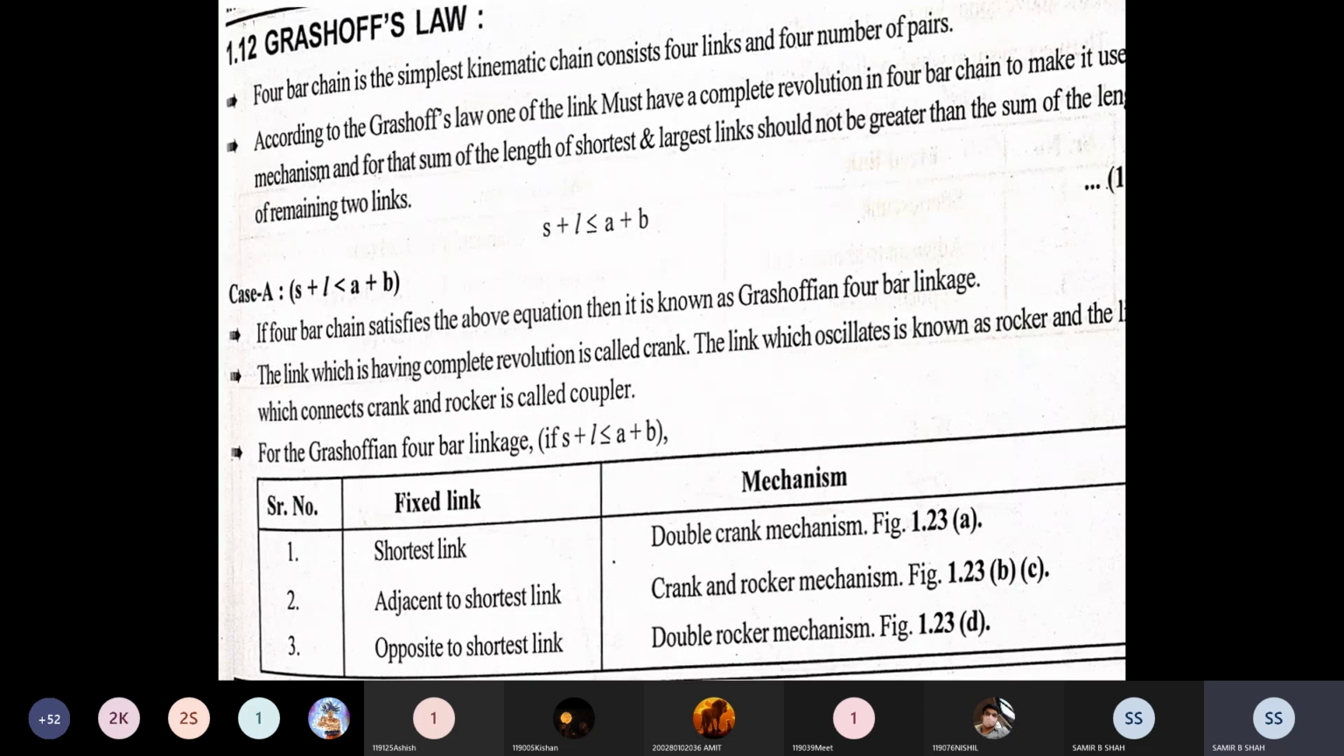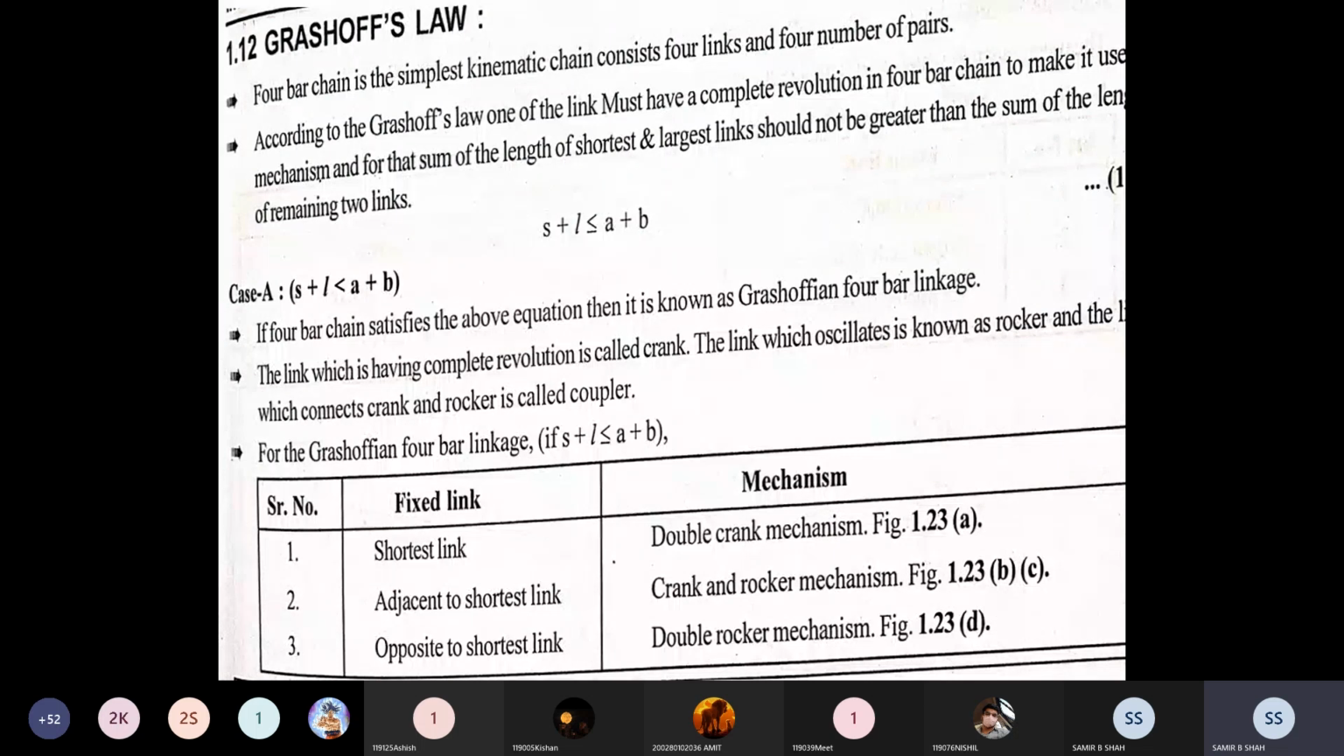Case 1, where we talk about the shortest and longest link. The summation of the shortest and longest link is less than the remaining two links. If it is less than, then what happens? If a four-bar chain satisfies the above condition, then it is called a Grashofian four-bar linkage. Okay, then it is considered a Grashofian four-bar mechanism.